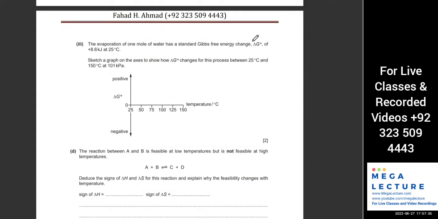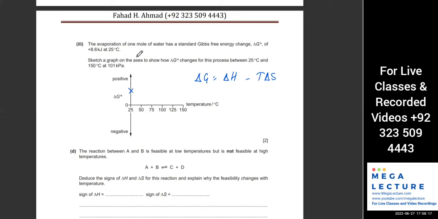free energy, delta G, of plus 8.6 at 25 centigrade. Sketch the graph on the axis to show how the delta G changes for this process between 25 and 150, at 101 kilopascal. So what's the relationship? Delta G is equal to delta H minus T delta S. Remember, he's talking about water. So the starting point is somewhere positive. That's 8.6, your starting point, right? So at 25 centigrade, that's 8.6.